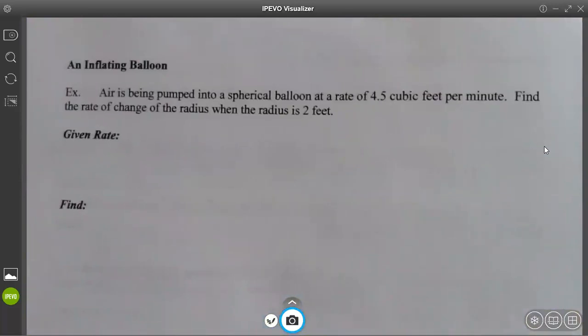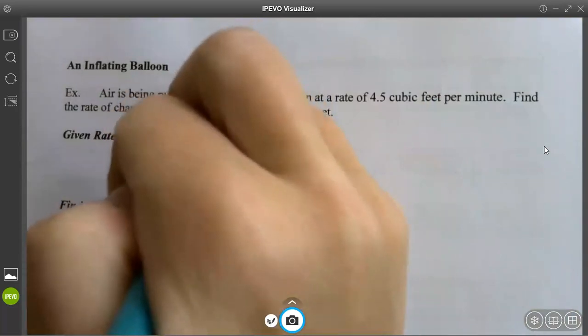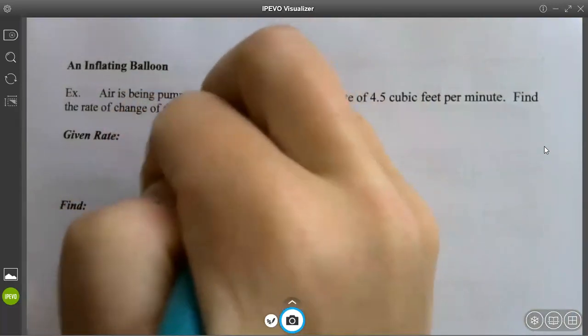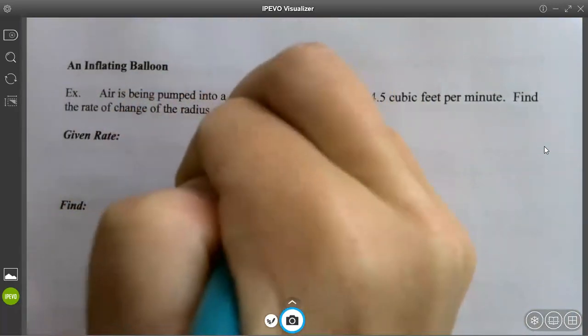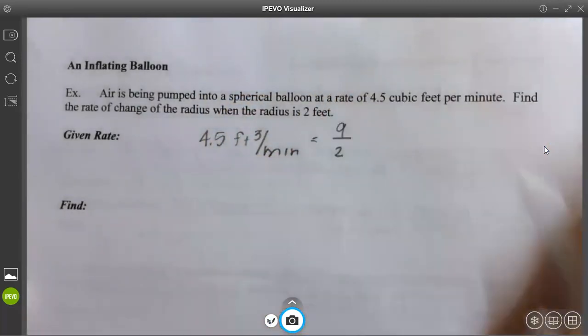All right. Air is being pumped into a spherical balloon at the rate of 4.5 cubic feet per minute. Find the rate of change of the radius when the radius is 2 feet. So what's your given rate? 4.5 cubic feet per minute. I'm going to write that over here, which is also 9/2.